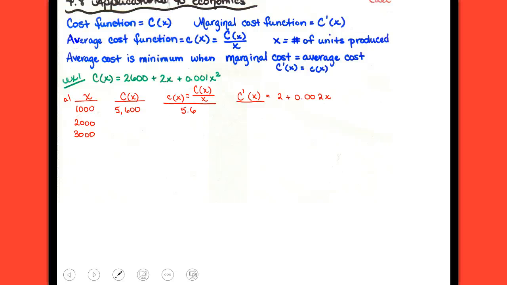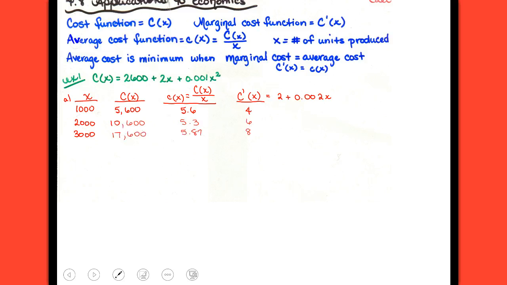And now I want to plug 1,000 into that. So if I do 2 1,000ths times 1,000, that would just give me 2. So I would get 2 plus 2, which is 4. All right, then they asked me to repeat that process again with 2,000 and 3,000.